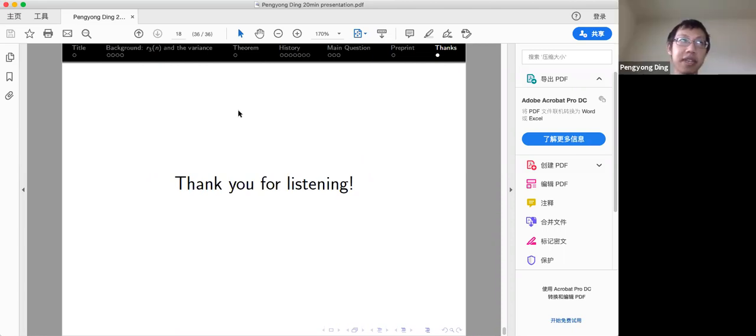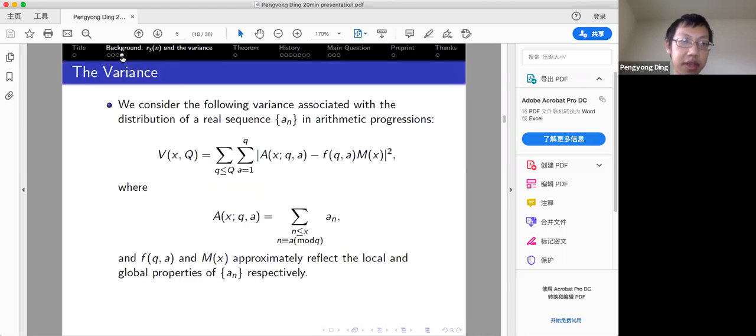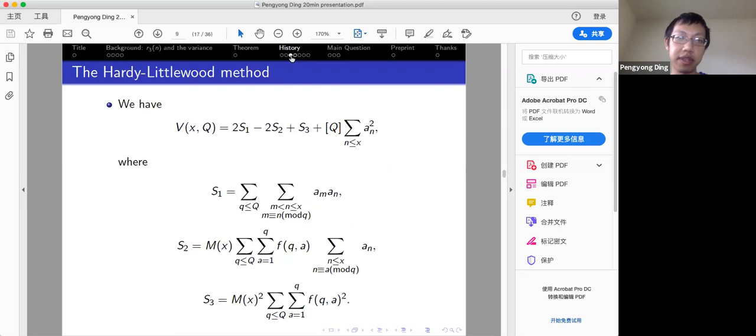I didn't try other methods for such questions, but the Hardy-Littlewood method is mainly based on rewriting the sum of the difference as a squared minus 2a times fm plus f squared m squared. Then you bound each of them, S1, S2, and S3. Oh, I see. Okay, thanks.